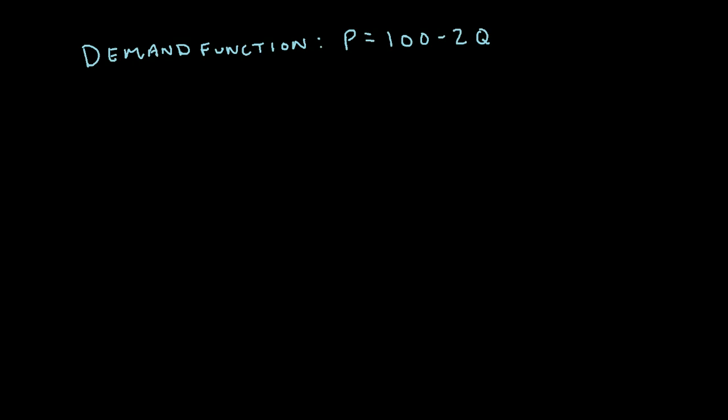In this video, I will explain how to find marginal revenue given the demand function. So let's jump into an example. Let's say we're given the following demand function: P, the price, is equal to 100 minus 2 times Q, the quantity.